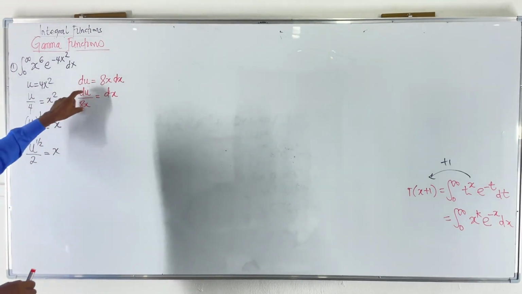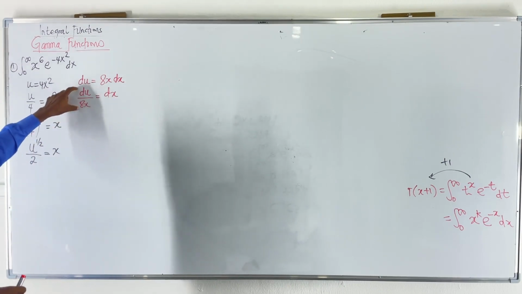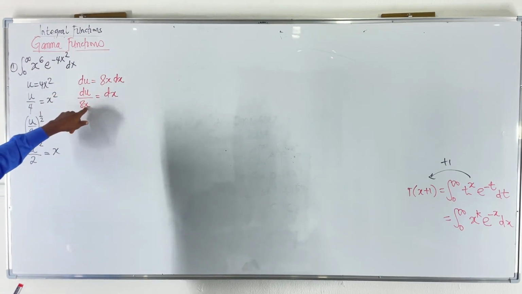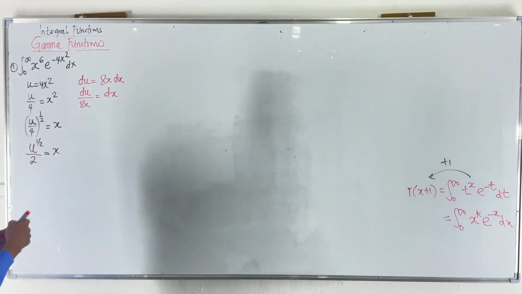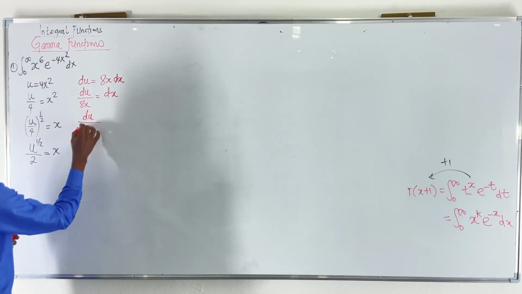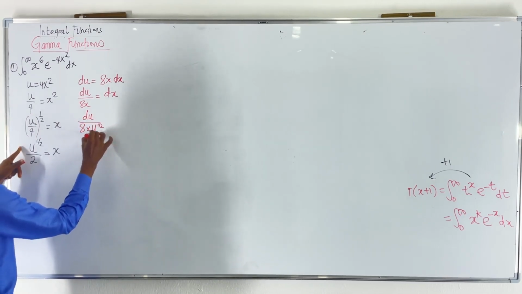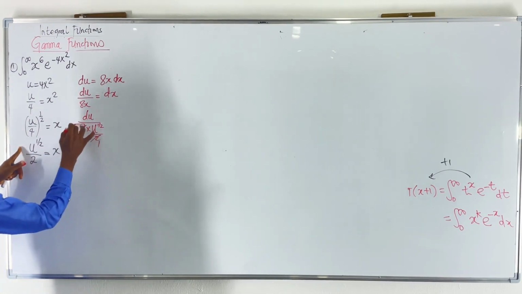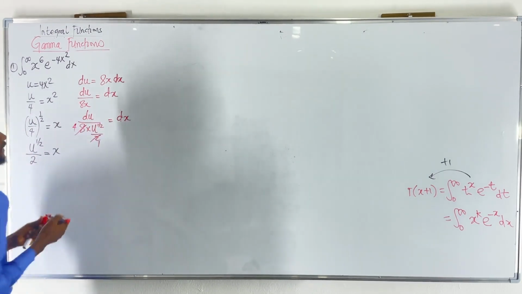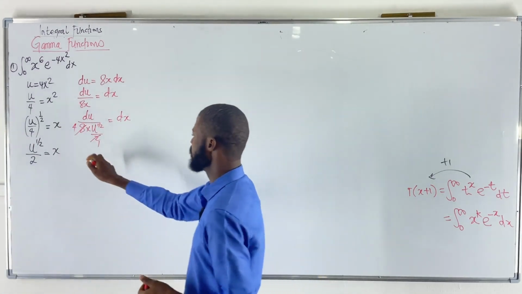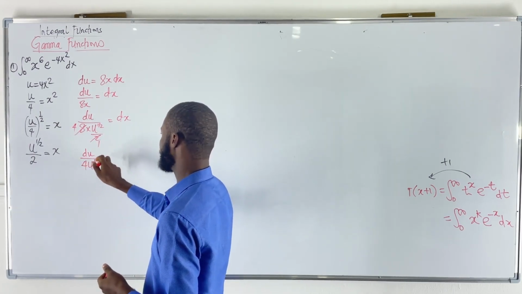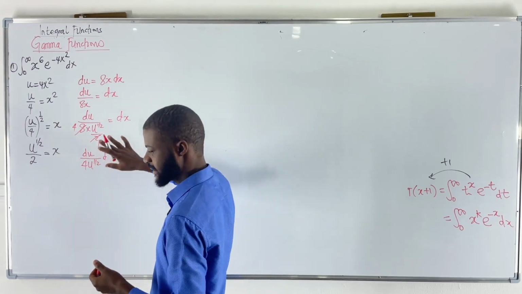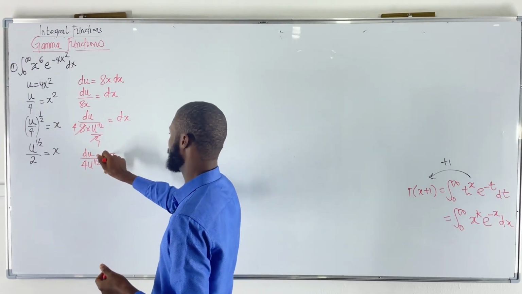Now, since we're trying to remove every single x term, on this side, this is du. The x should also be in terms of u. So remember that we've made x the subject, and x is actually u to the power of half over 2. So this should be du divided by 8 times u to the power of half over 2. So 2 here is 1, 2 here is 4. So this becomes du divided by 4u to the power of half, equal to dx.